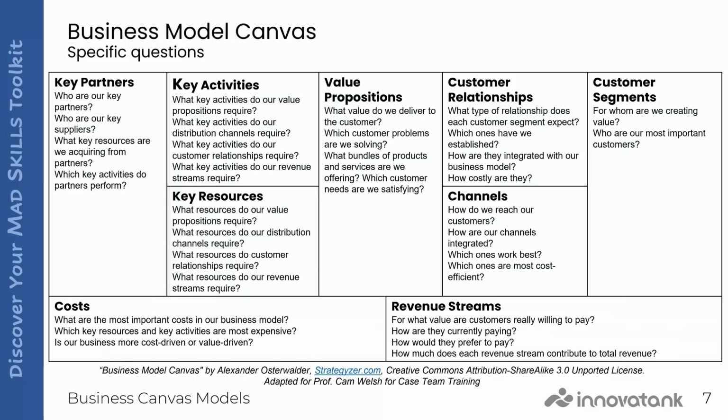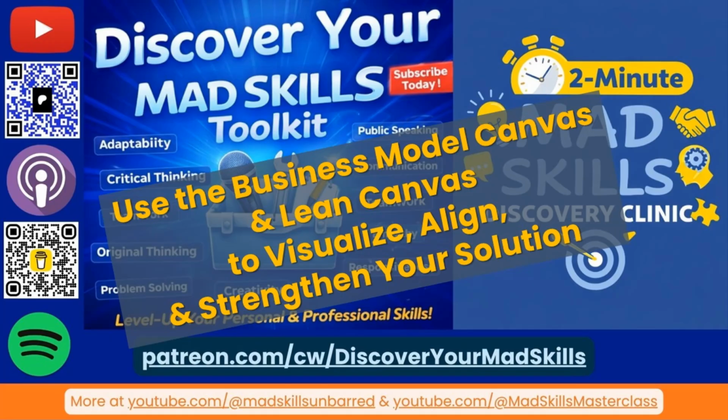For example, you can show your recommendation strengthens the value proposition, improves key activities, or creates new revenue streams while managing the cost structure. The canvas makes your thinking visual and helps judges see that your solution is coherent and value-driven. There you have it, how to use the business model canvas and lean canvas to visualize, align, and strengthen your entire case solution. This is part of the Tools and Skills Masterclass that complements the main 7-step case solution series.